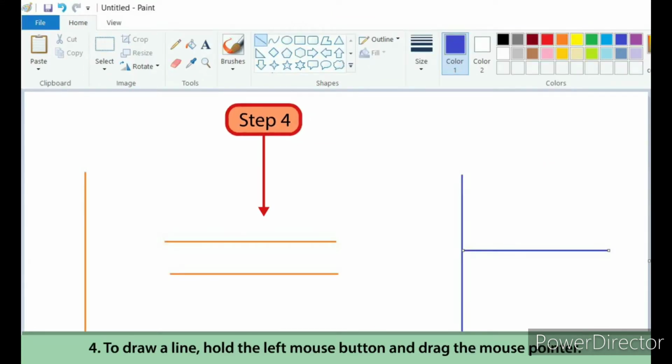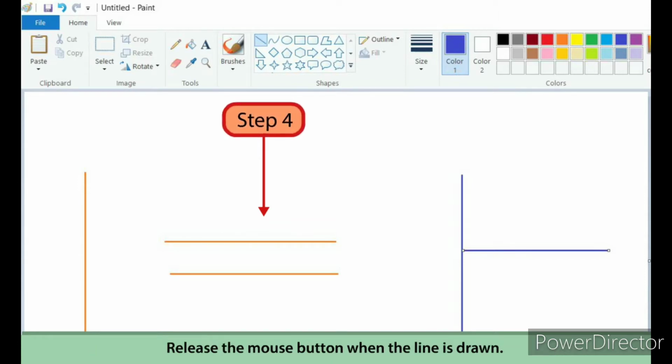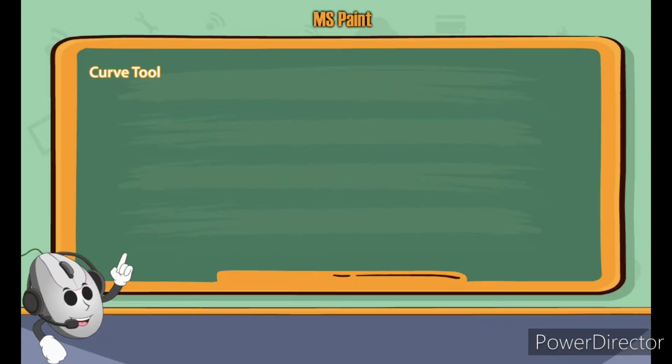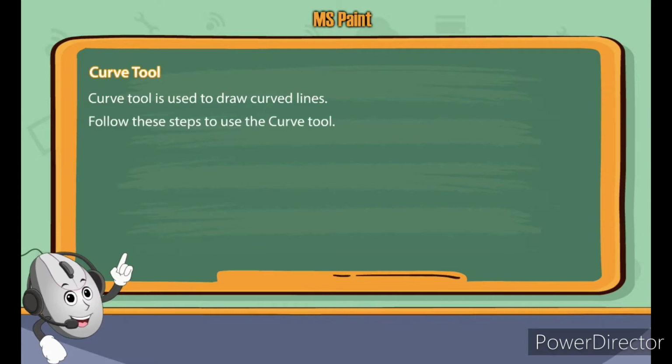4. To draw a line, hold the left mouse button and drag the mouse pointer. Release the mouse button when the line is drawn. Curve tool. Curve tool is used to draw curved lines. Follow these steps to use the curve tool.